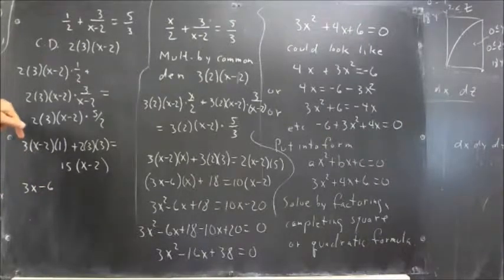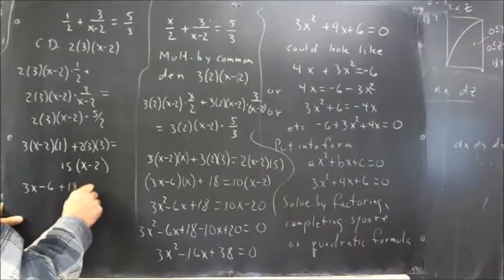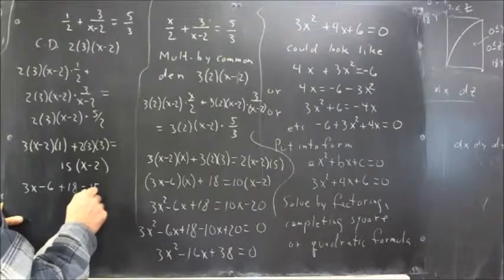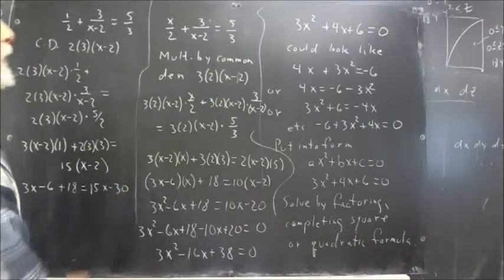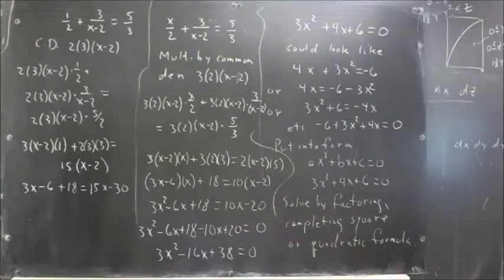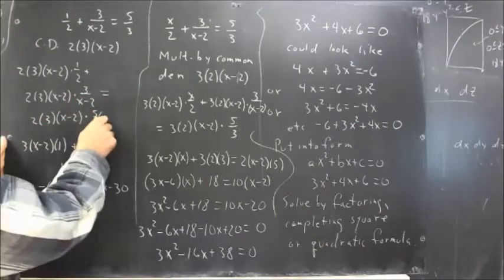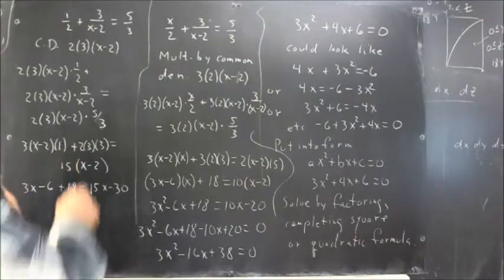We get 3x minus 6 here times 1 doesn't change anything. We're going to get 18 here. We're going to get 15x minus, okay, I did make a mistake. This should have been 5/3. So it's the 3 that should have divided out.